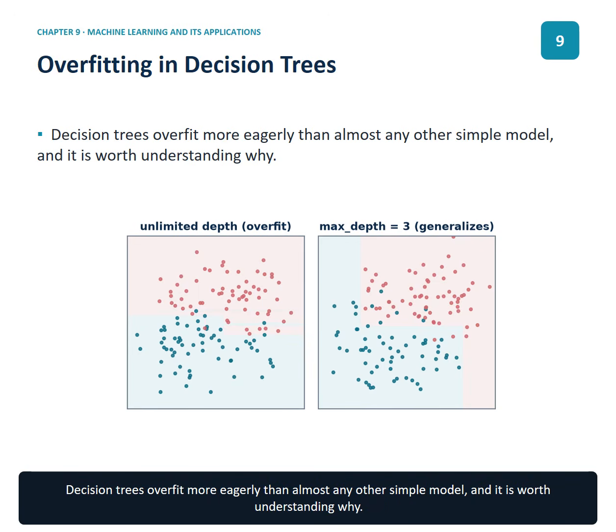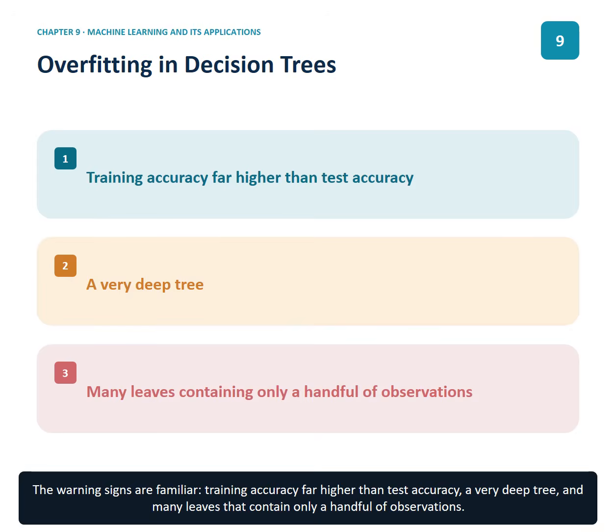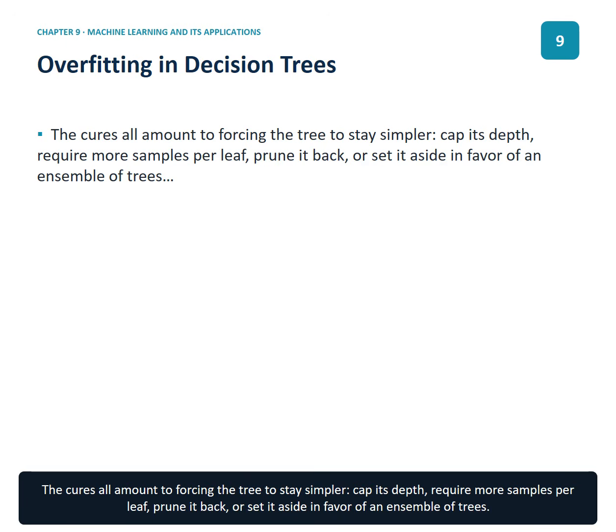Decision trees overfit more eagerly than almost any other simple model, and it is worth understanding why. The warning signs are familiar. Training accuracy far higher than test accuracy, a very deep tree, and many leaves that contain only a handful of observations. The cures all amount to forcing the tree to stay simpler: cap its depth, require more samples per leaf, prune it back, or set it aside in favor of an ensemble of trees.